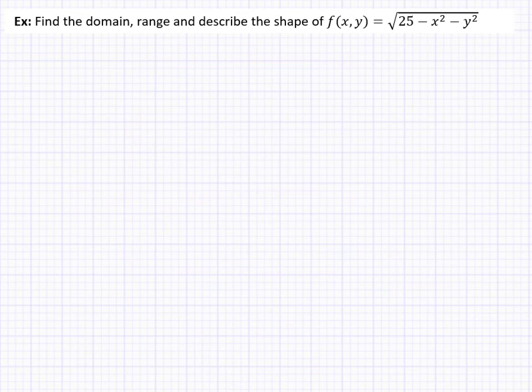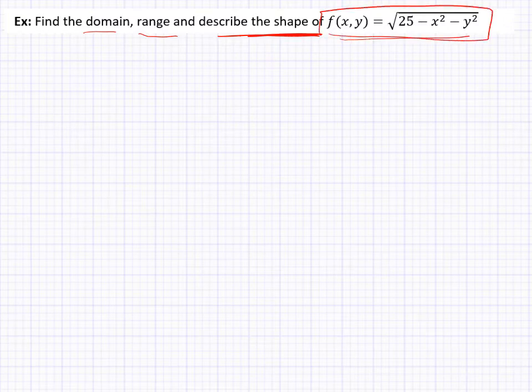So if we look at this example where we want to find the domain and range and then also describe the shape of this function graphically, we could do so. Now this looks a lot like the previous example we did. The only difference is I changed the 16 to a 25.